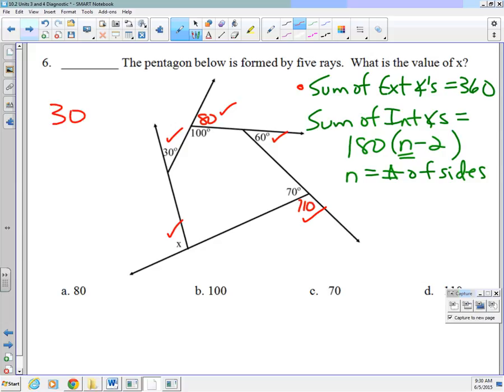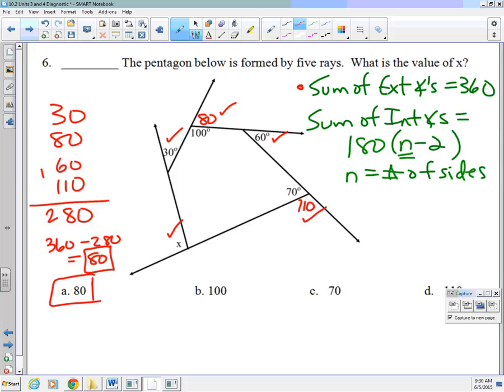So I can add them up. 30, 80, 60, 110, and I get, let's see, 3 and 8 is 11, 6 and 11 is 17, 18, and 1 and 1 is 2. So I have 280, and 360 minus 280 is 80.